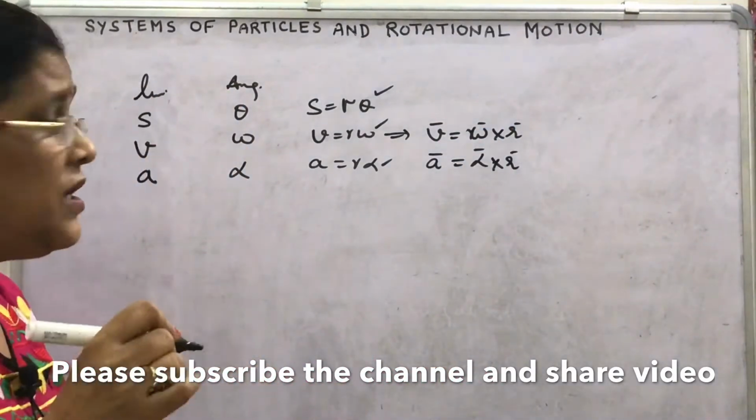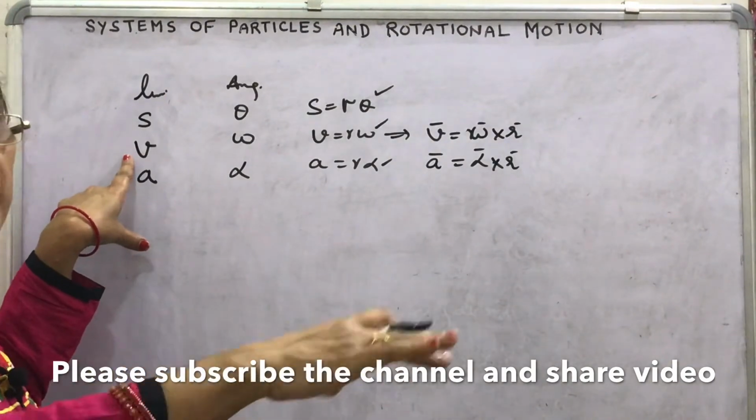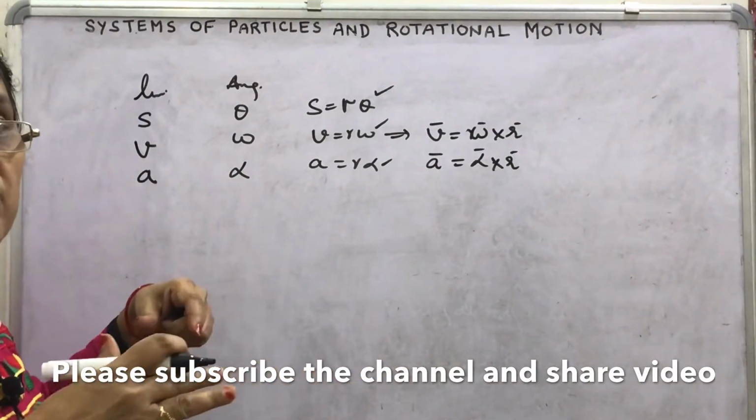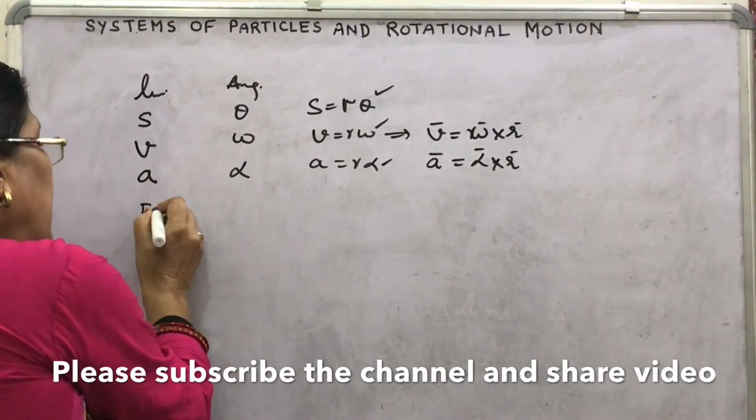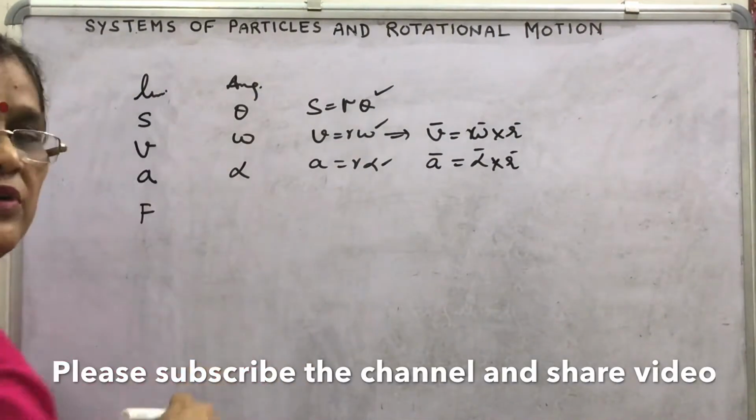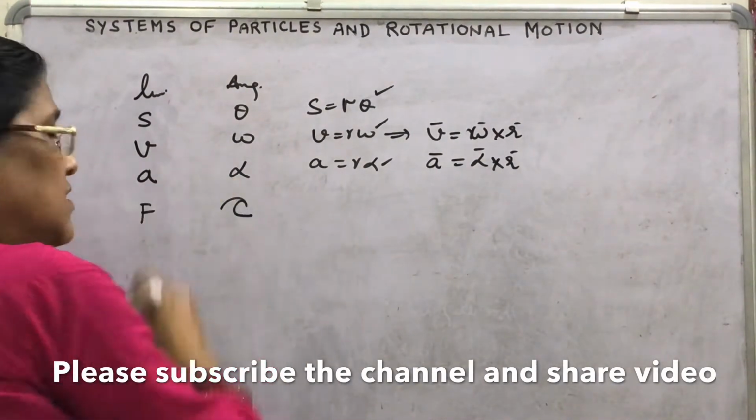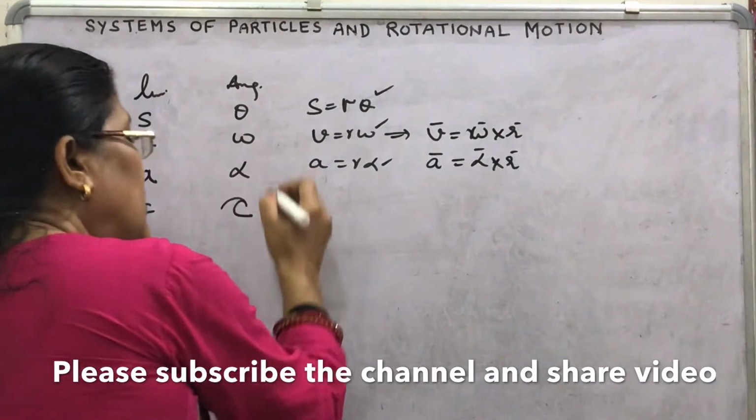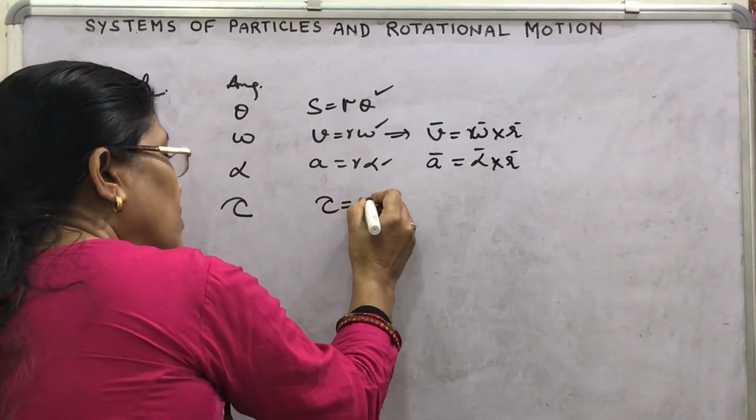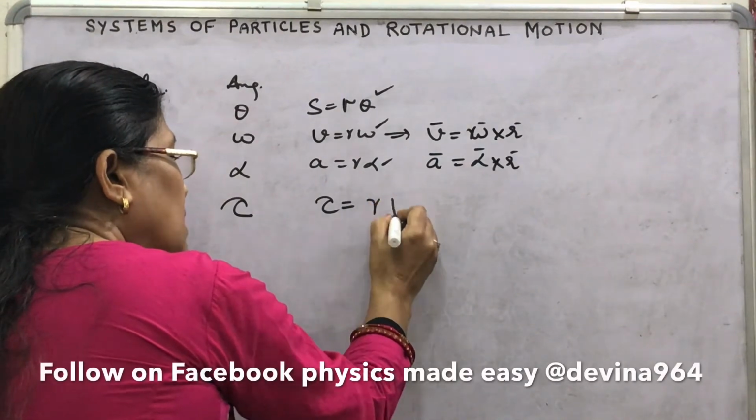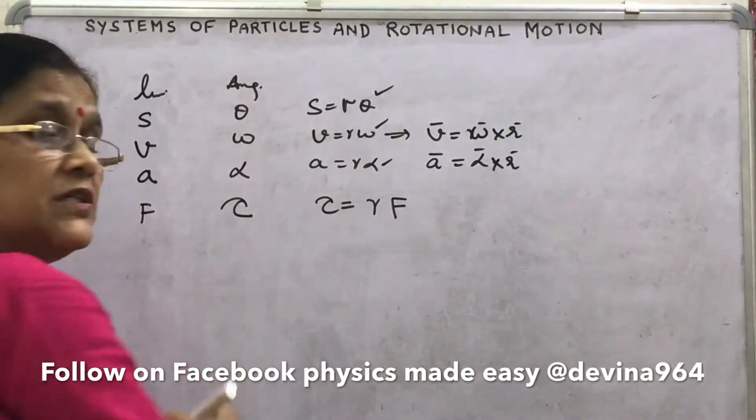Now, in linear motion, if you want to change the speed of a body, what is applied? Force. What is parallel to it in angular or rotational motion? That is called torque. And this torque is the product of the force and distance. Which distance?